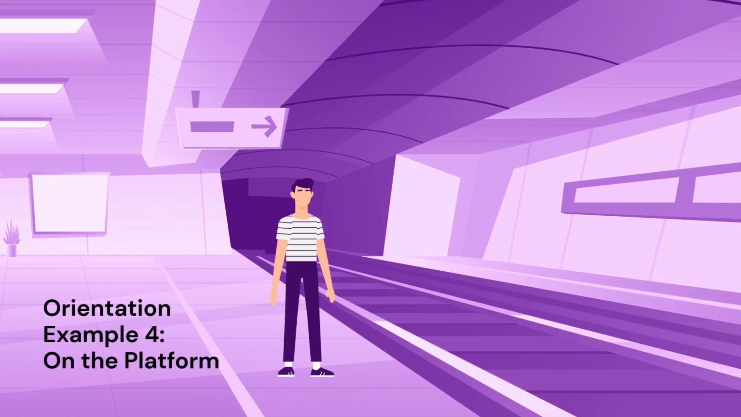Orientation example 4. On the platform. Stand on the platform and turn so the rail tracks are safely on your left and prepare for your first instruction.